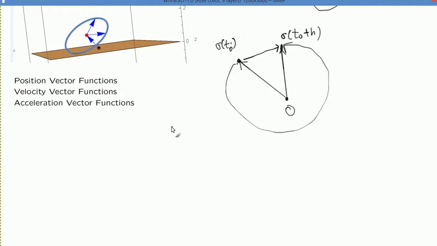So the displacement vector would be sigma t0 plus h minus sigma t0, right? That would be this vector. But if you divide this by its time interval, 1 over h, which is a scalar, that's the definition of an average velocity vector. Average velocity vector. How do you get the velocity vector here? Limit as h approaches 0. If this limit exists, then this one will be very, very short, right?